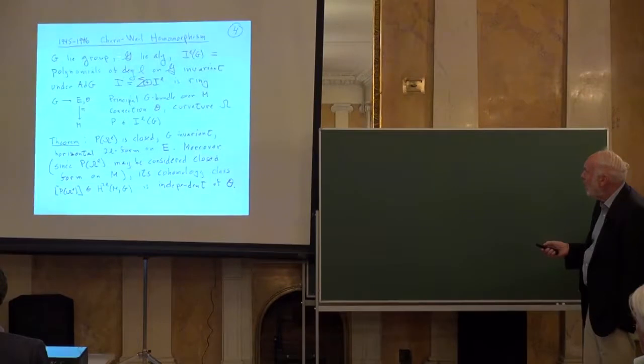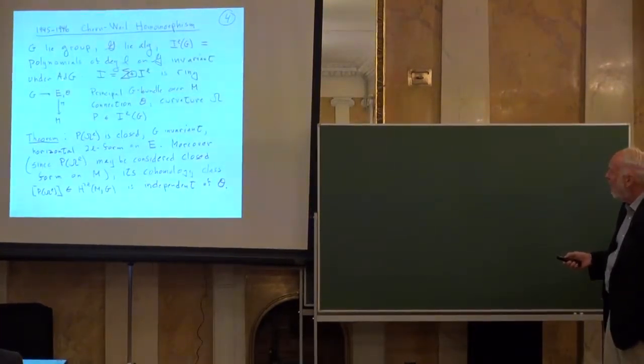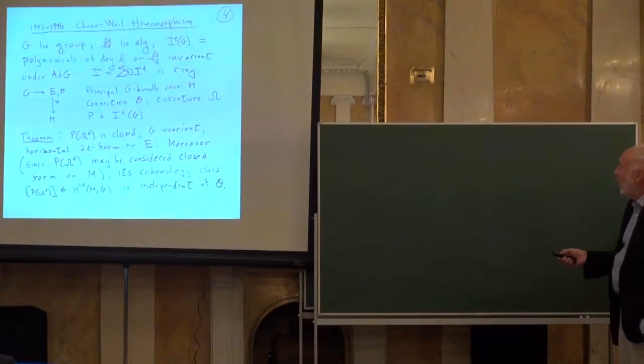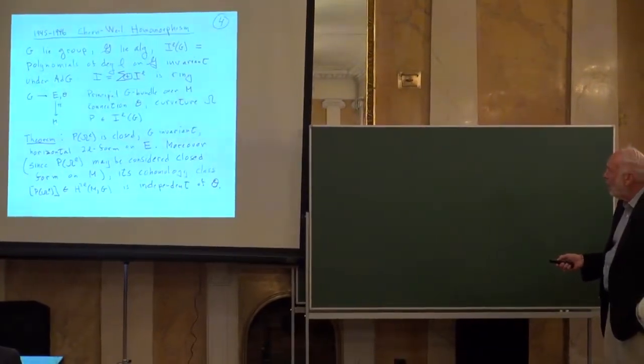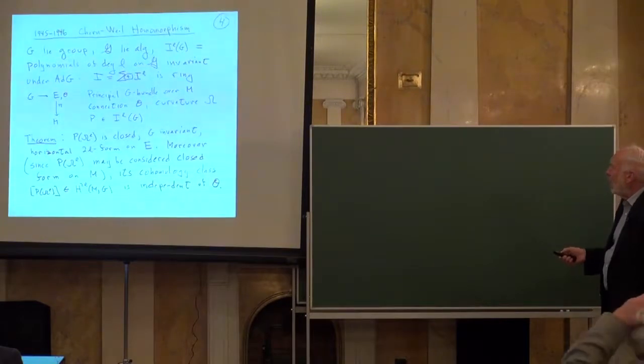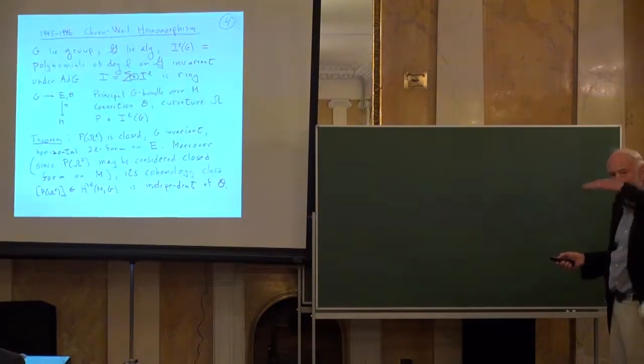If G is a Lie group and script G is its Lie algebra, they looked at all the invariant polynomials, all the polynomials on the Lie algebra which were invariant under the adjoint action of the group. It's a ring. It had degrees. And if you have a principal G bundle over a manifold with connection theta and curvature omega, you can take any invariant polynomial, plug in the curvature, and what you get is a G invariant horizontal 2L form, an even dimensional form on E. Horizontal means with respect to the connection.